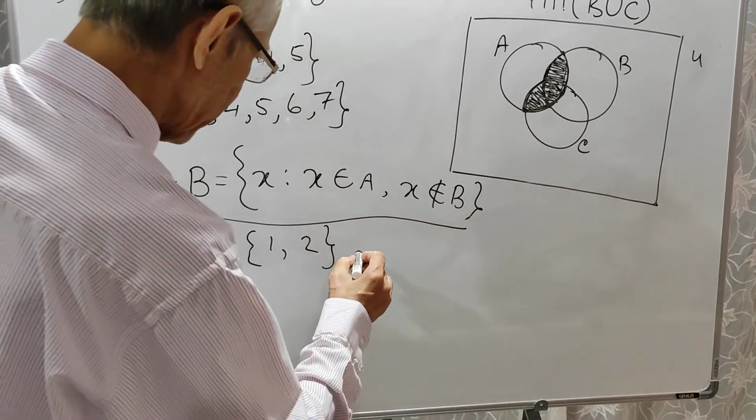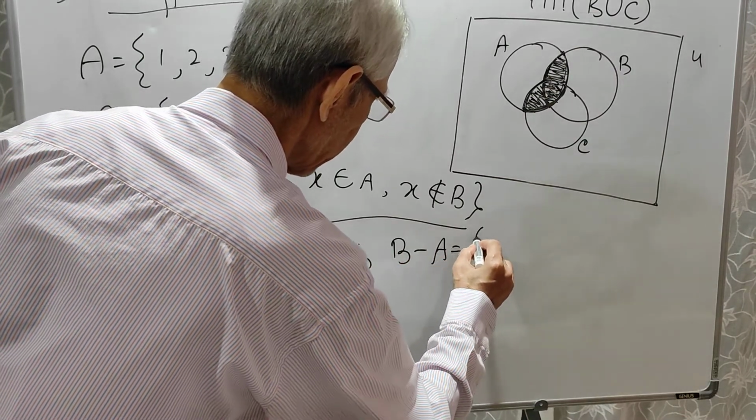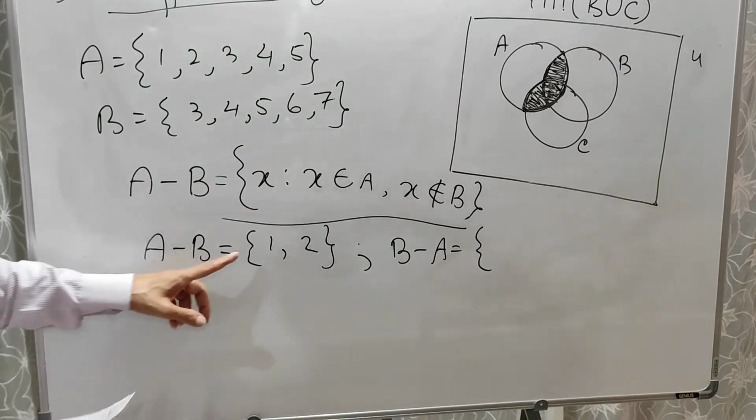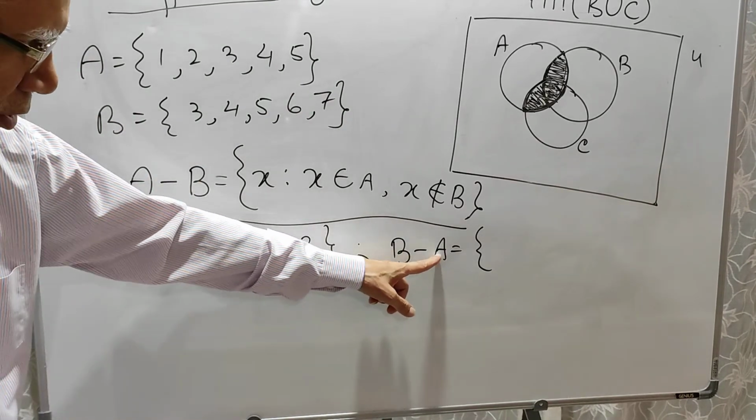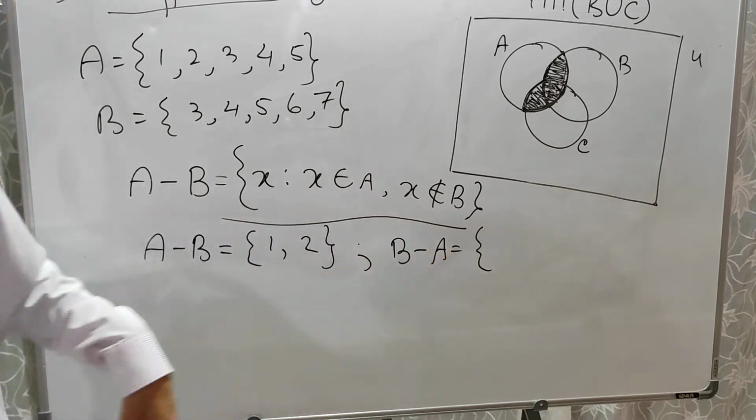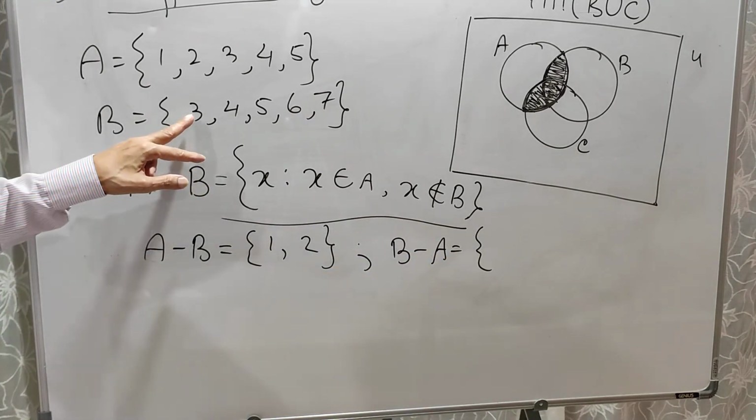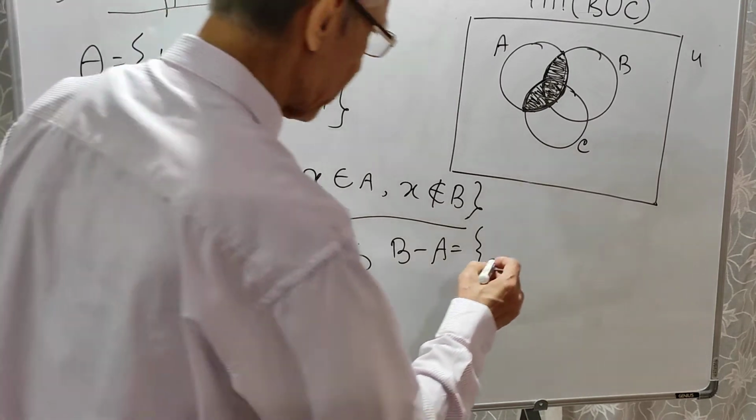Then what will be B minus A, or B difference A? This is A minus B. Now what will be B minus A? That means elements belonging to B but not belonging to A. Elements present in B but not present in A. Now which are the elements present in B but not in A? 3 is there, 4 is there, 5, 6, 7.